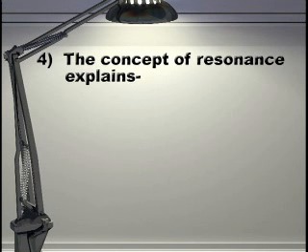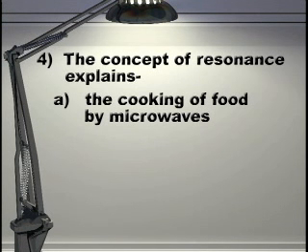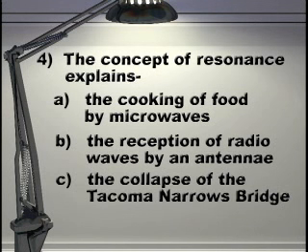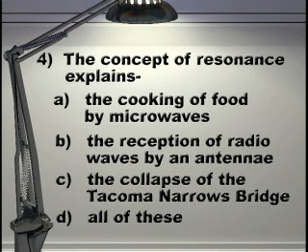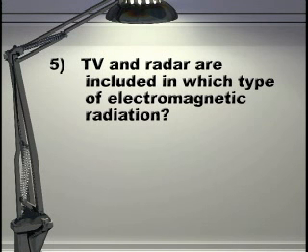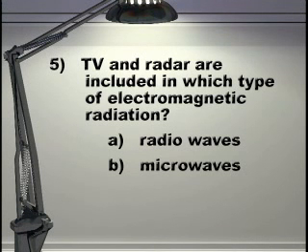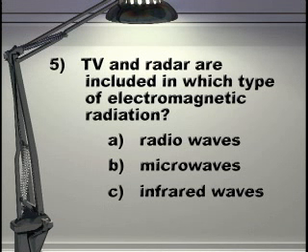Question number 4 is, the concept of resonance explains A, the cooking of food by microwaves, B, the reception of radio waves by an antenna, C, the collapse of the Tacoma Narrows Bridge, D, all of these. Question number 5 is, TV and radar are included in which type of electromagnetic radiation? A, radio waves, B, microwaves, C, infrared waves, D, X-rays.